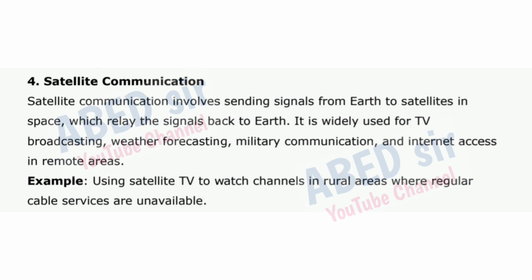4. Satellite communication. Satellite communication involves sending signals from Earth to satellites in space, which relay the signals back to Earth. It is widely used for TV broadcasting, weather forecasting, military communication, and Internet access in remote areas. Example: using satellite TV to watch channels in rural areas where regular cable services are unavailable.